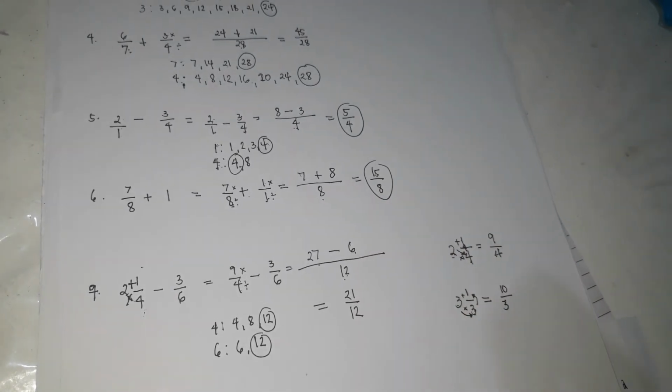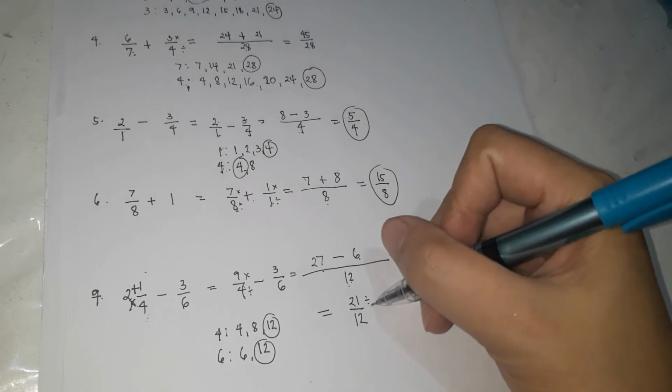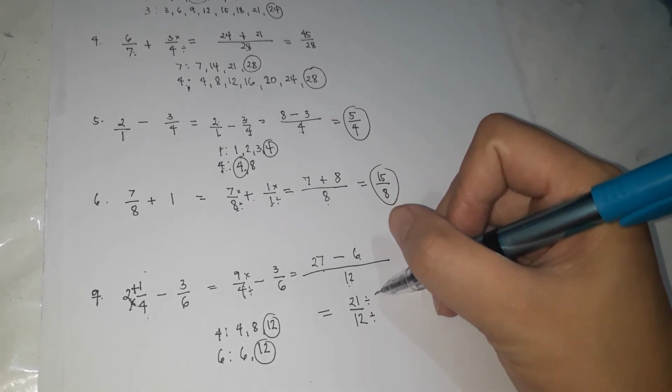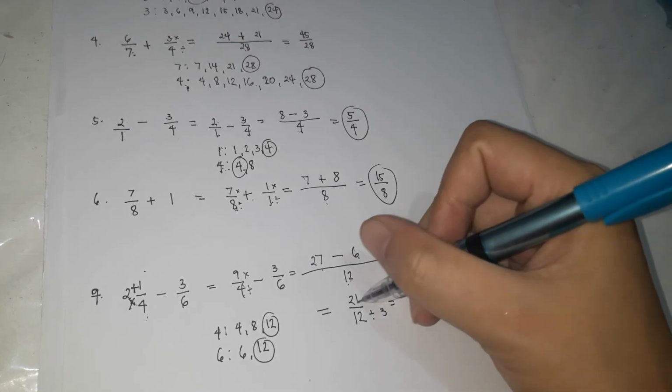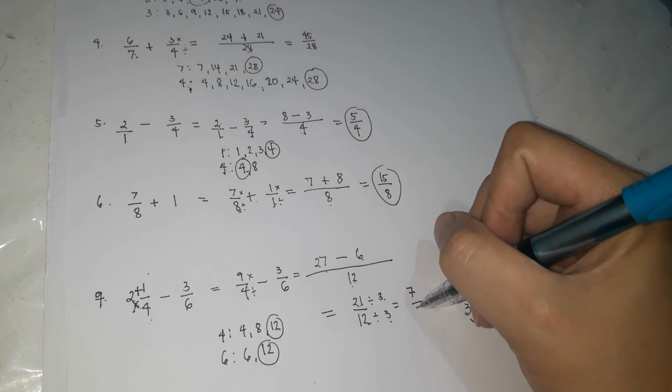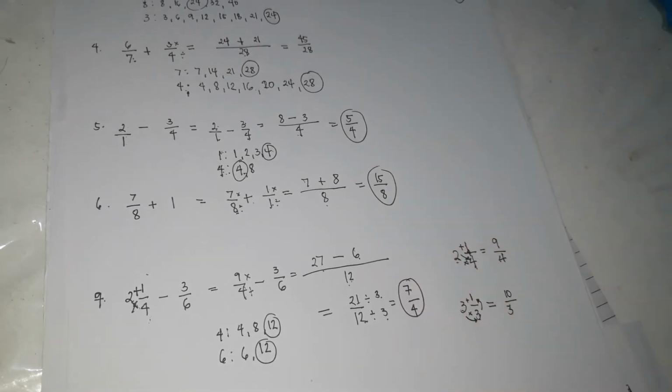Can you make this simpler? Yes, divide both by the greatest common factor, which is 3. So 21 divided by 3, 7. 12 divided by 3, it's 4. So 7 over 4.